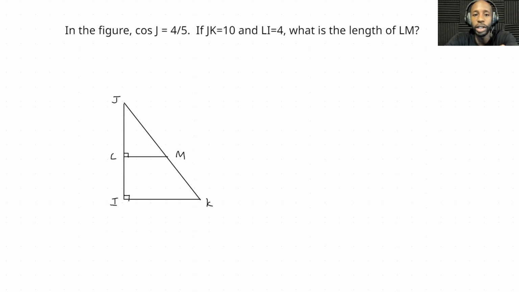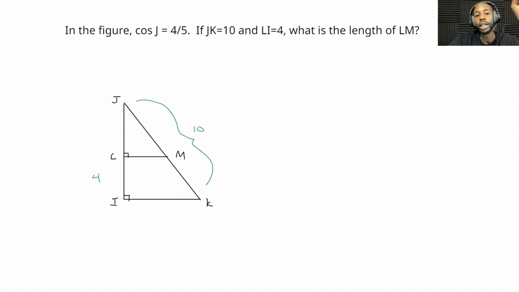So this says in the figure, cosine of angle J is equal to 4 over 5. If JK equals 10 and LI equals 4, what is the length of LM? All right, so let's see what we got going on here. So we know that this is 4. We know that this side length here is 10. What is the length of LM? So we want to know this here.